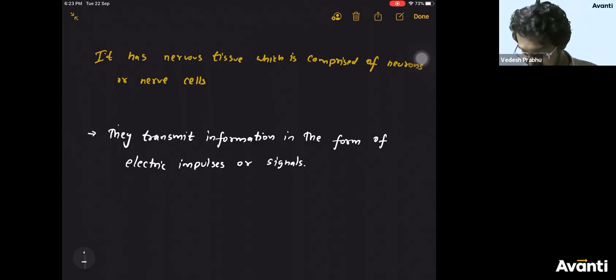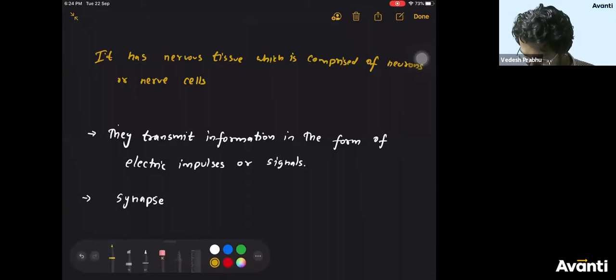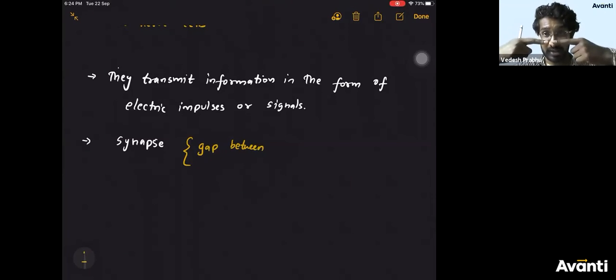Here there's a very important word called synapse. You will come across this again later, so I'll just add it as an extra point. The synapse is the gap present between two neurons. Every neuron is connected to another neuron, but surprisingly there's a gap. It's not that they are just attached next to each other. Of course everybody is connected, but there is a gap, and it is fantastic how the information is transferred in that gap. That is the synapse.